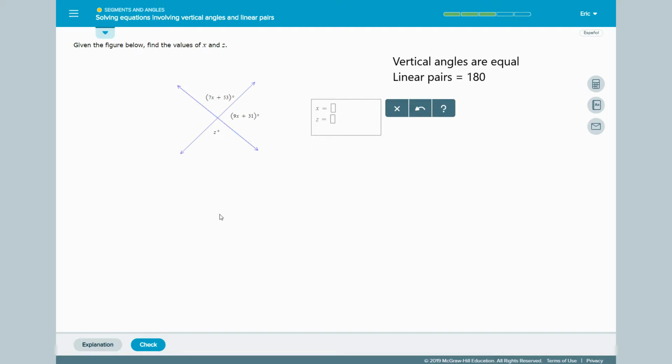To solve these type of problems, you just have to make up formulas. So I have 7x plus 53. I'm going to call you A. I'm going to call you B, and I'm going to call you C. I see that A and B are linear pairs. That means that A plus B equals 180. A and C are vertical angles, so A equals C.